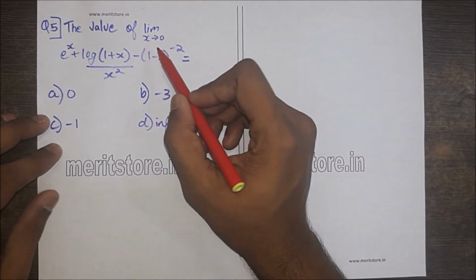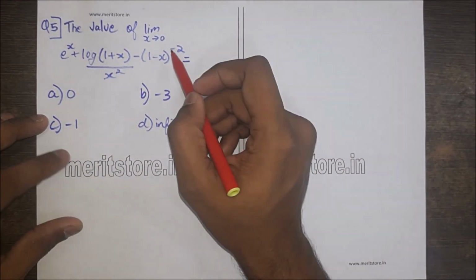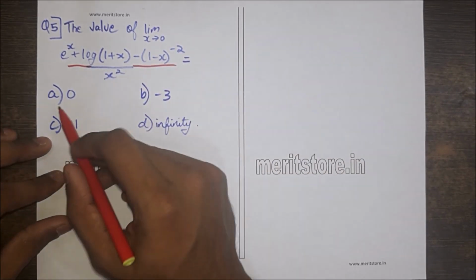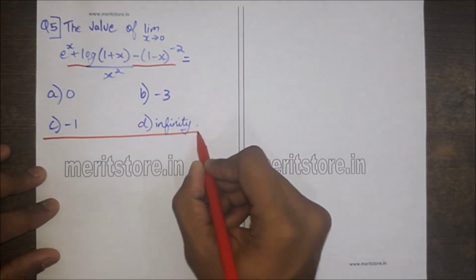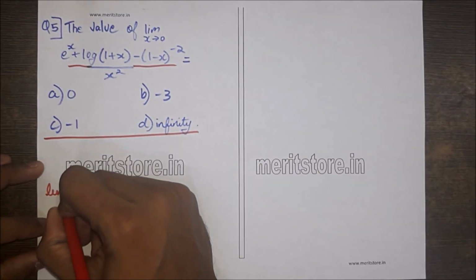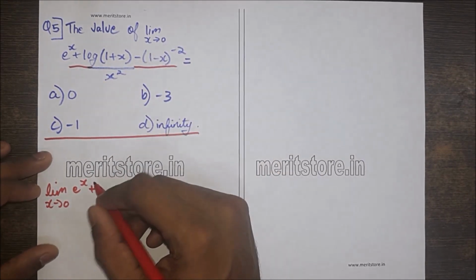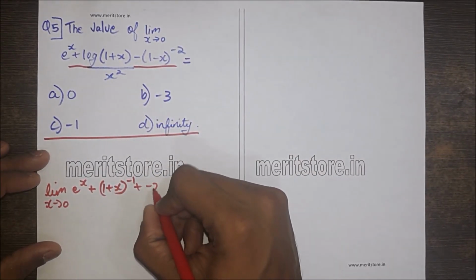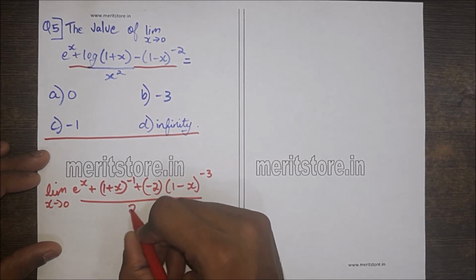The value of limit x tends to 0, e raised to x plus log of 1 plus x minus 1 minus x raised to minus 2 upon x square, the whole, equals A 0, B minus 3, C minus 1 or D infinity. So first, as you know, by L'Hopital's rule, we would solve this and get limit of x tends to 0, e raised to x plus log of 1 plus x becomes 1 plus x raised to minus 1 plus, and this term becomes minus 2 into 1 minus x raised to minus 3, and the denominator becomes 2x.